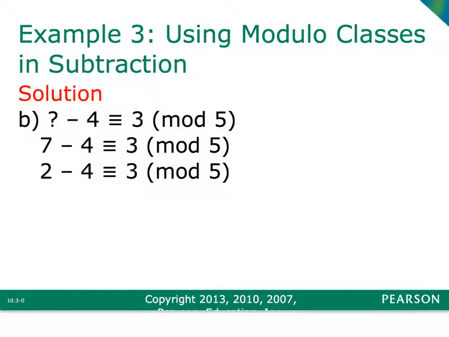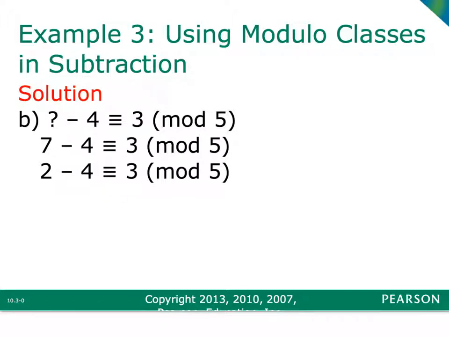And for part B, what minus 4 is congruent to 3 modulo 5? Again, we can start with 7 because we know 7 minus 4 is equal to 3. Then we ask, what's 7 modulo 5? If I divide by 5, I get a remainder of 2. So that would give us 2 minus 4 is congruent to 3 modulo 5.